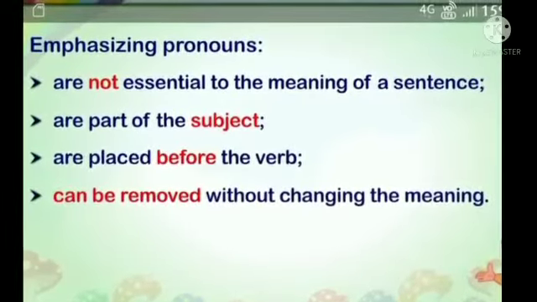Now possessive pronouns refer to a specific noun, show ownership, stand alone and do not modify nouns, and can replace possessive nouns. Now see possessive pronouns, singular: mine, yours, hers, his, its. See the example, this pen is mine. So here mine is a possessive pronoun.